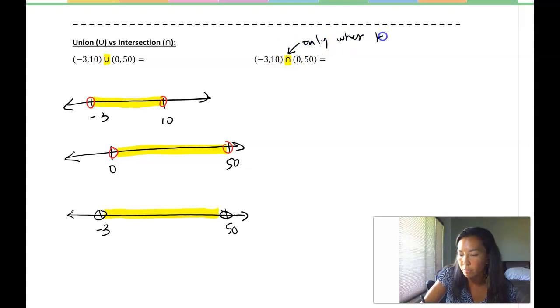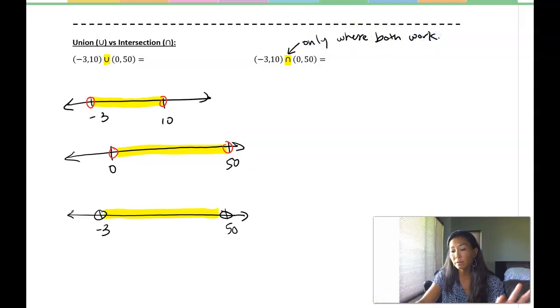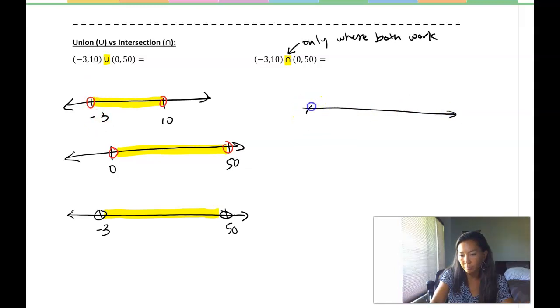Okay? Now, if we're talking about intersection, the intersection would be only where both work. Okay? So we kind of did this already when we found domains. You can think back to that. Like, where do they both work? And you can only list that part. Okay? Where does it work? It doesn't work here. So I'm going to draw it again. We're going to line it up.